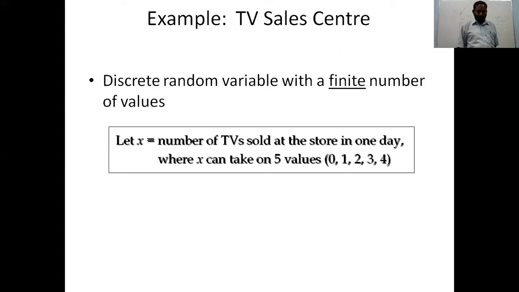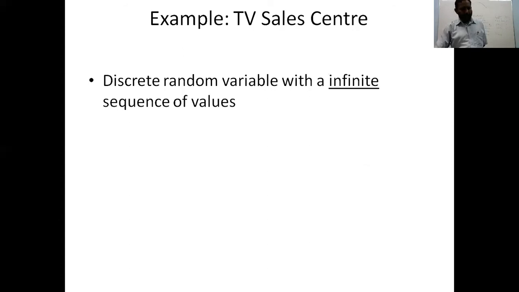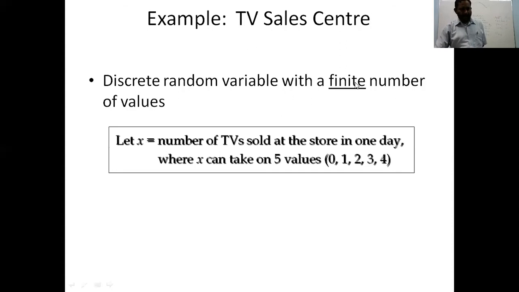One is possible. Some days there may be only one television sold. Two is possible. Three is possible. Four is possible, and so on. So any number is possible, right? So I have taken the example as such. Take another example. Because it is finite. Here we are talking about finite. In the store, we can simply say how much the sales would be.